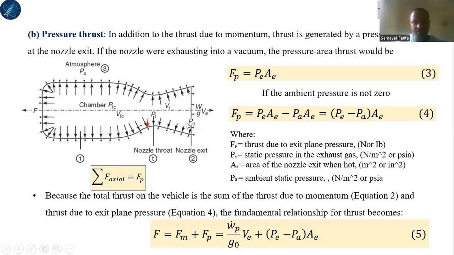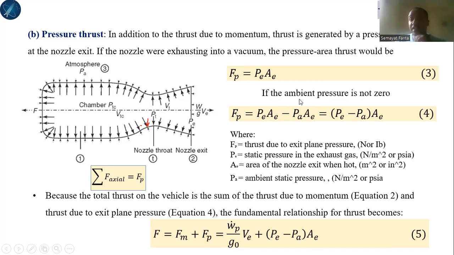So by resolving, summation of force in the axial direction is equal to pressure thrust. So pressure thrust is equal to P exit pressure times exit area. E represents, in most of our discussion, exit. Okay, C represents combustion chamber. T represents throat. Okay, so P_e A_e means exit pressure times exit area.